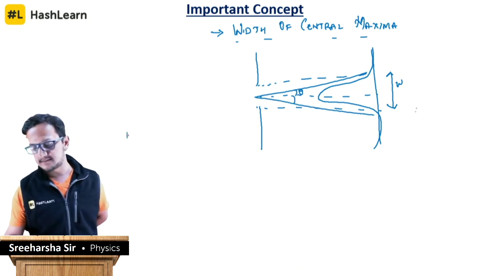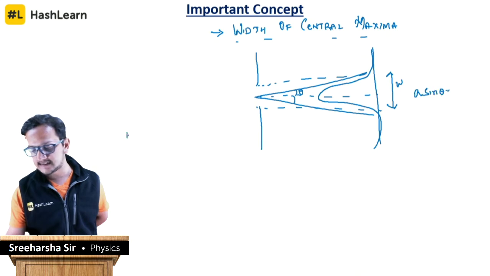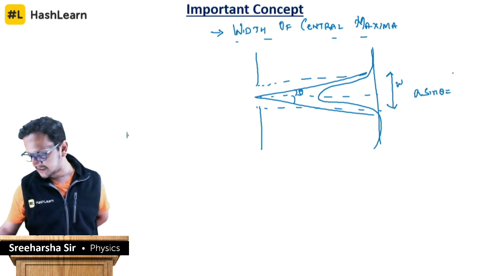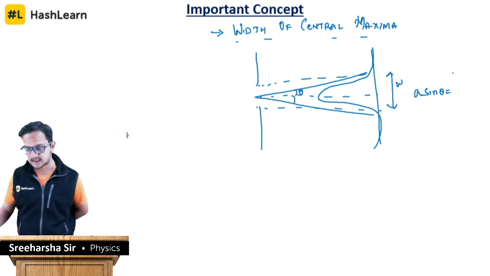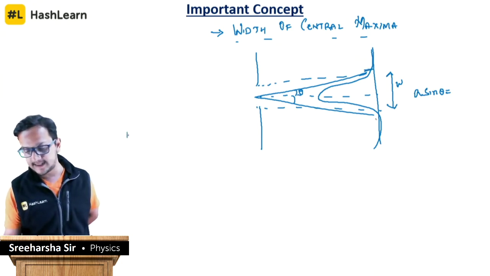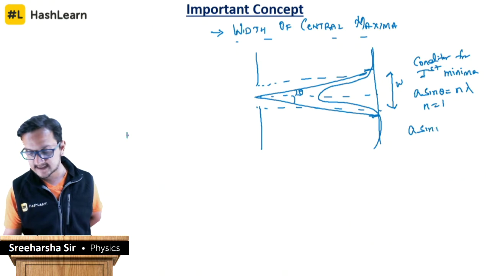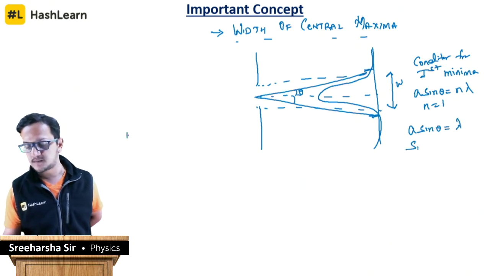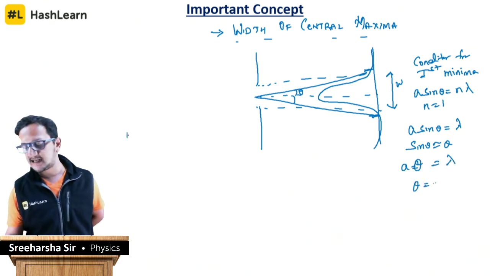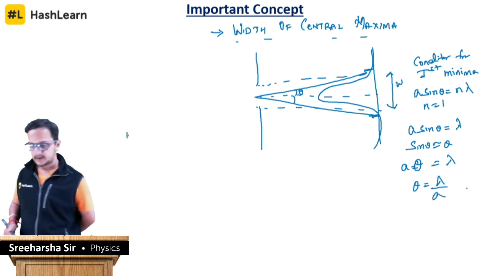The condition for maxima is a sine theta equals n lambda, or just lambda. This is the minima over here. The condition for first minima is a sine theta equals n lambda, n equals 1, so a sine theta equals lambda. For smaller angles, sine theta is approximately theta, so a into theta equals lambda, or theta equals lambda by a.